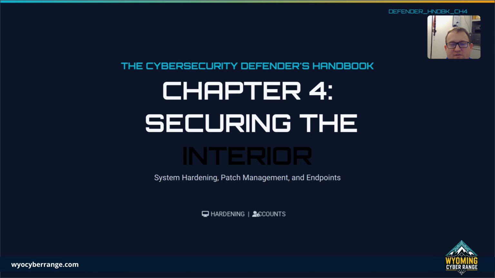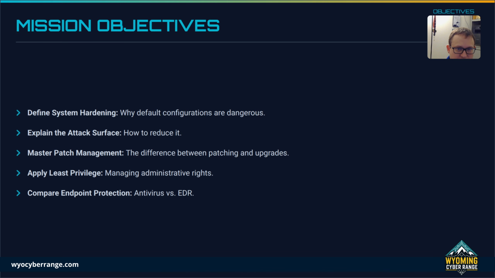Today we're going to learn how to lock down the systems themselves through hardening, patching, and endpoint protection. So our missions for today are going to be what is system hardening and understand why default configurations are a security nightmare. We need to then talk about attack surface and how to shrink it. We're going to master patch management, specifically the race between a patch release and a hacker's exploit. We need to talk about the principle of least privilege to manage administrative rights. And then we'll finally finish off with antivirus and endpoint detection and response.